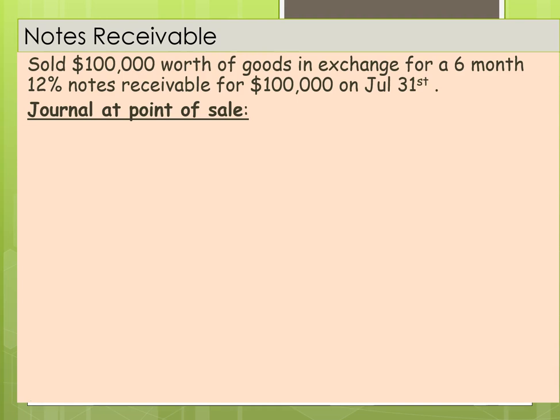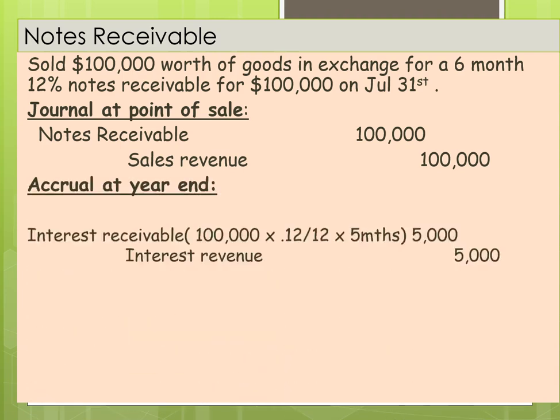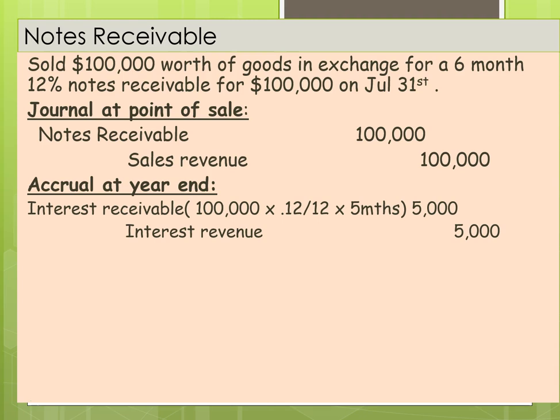First, let's say we have a notes receivable. We had sales of $100,000, and in exchange we gave them a note. They gave us a notes receivable, and they promised to pay us back at the end of 6 months at 12% interest. So in this example, all we book is the notes receivable and the sales revenue. And then at the end of the year, we would accrue 5 months of interest. Remember, interest is always stated as an annual amount. So we would take the $100,000 times 12% divided by 12 months times 5 months to get how much interest we would accrue at year end.